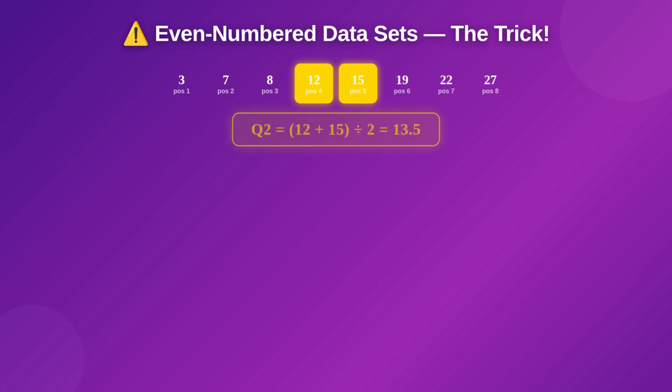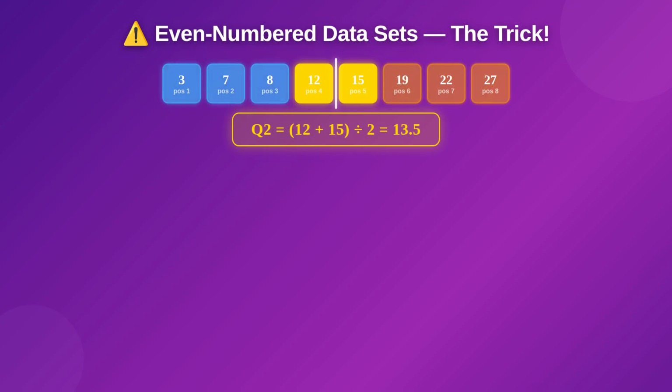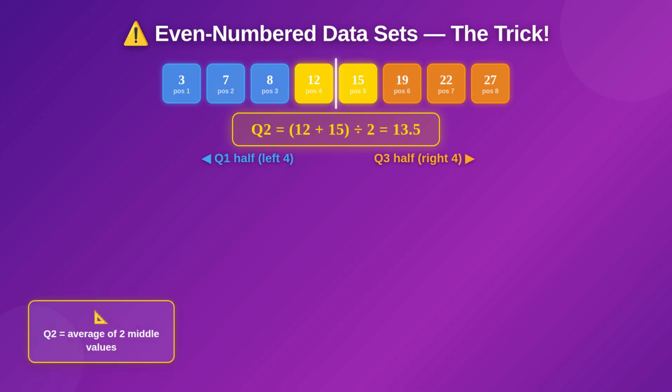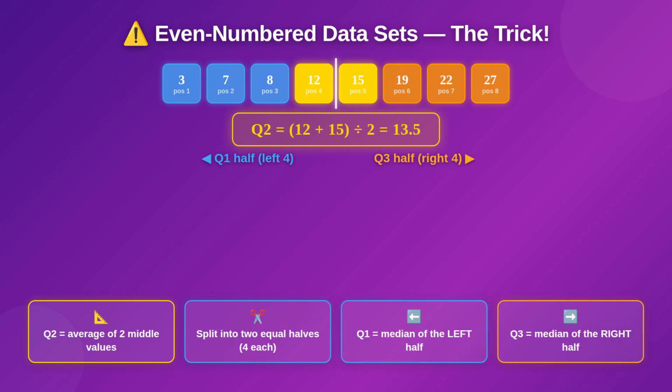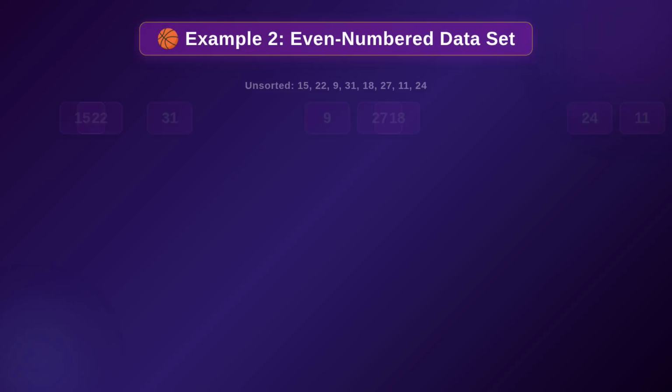Here's where some students get tripped up. What if you have an even number of data values? There's no single middle number. Don't panic. When that happens, Q2 is the average of the 2 middle values. Add them together and divide by 2. Then for Q1 and Q3, you split the data into 2 equal halves. Don't include those middle values and find the median of each half. It's like dealing cards into 2 equal piles. Once you know the trick, even-numbered data sets are totally manageable.